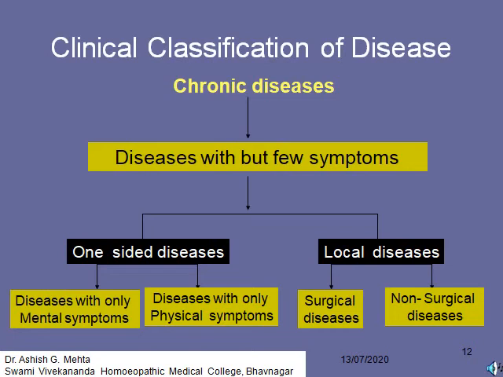And the non-surgical diseases are those in which the pathology remains at a reversible level, and these reversible pathological structural changes can be cured with homeopathic medication. That is why in homeopathy this type of surgical disease is known to be the non-surgical disease.